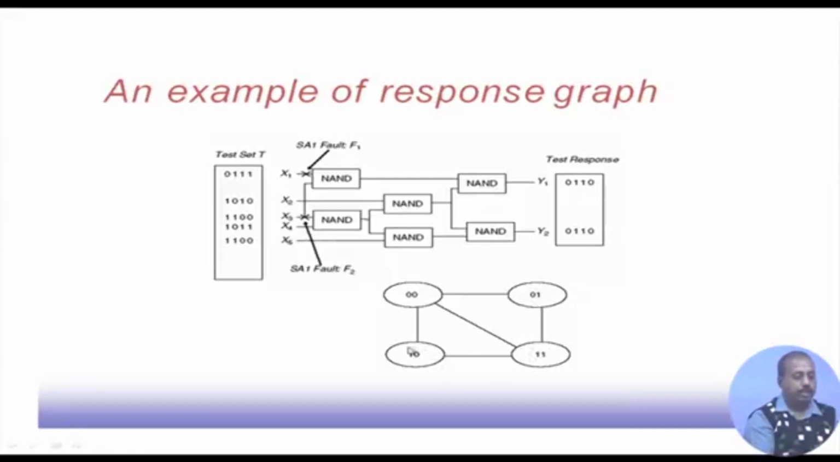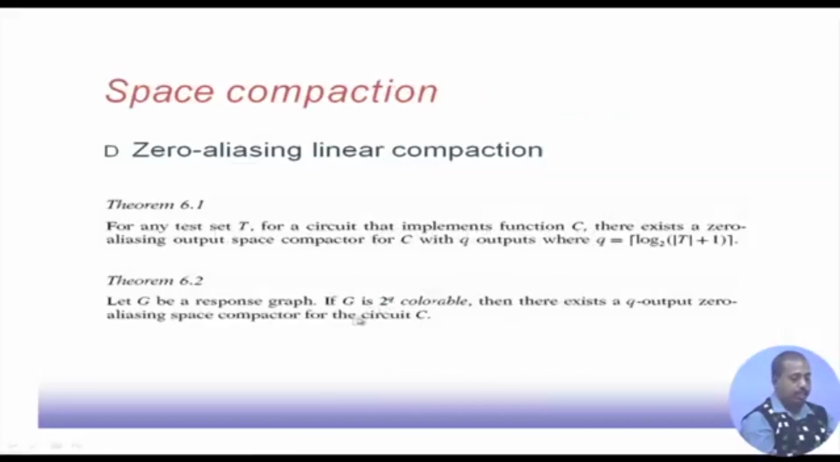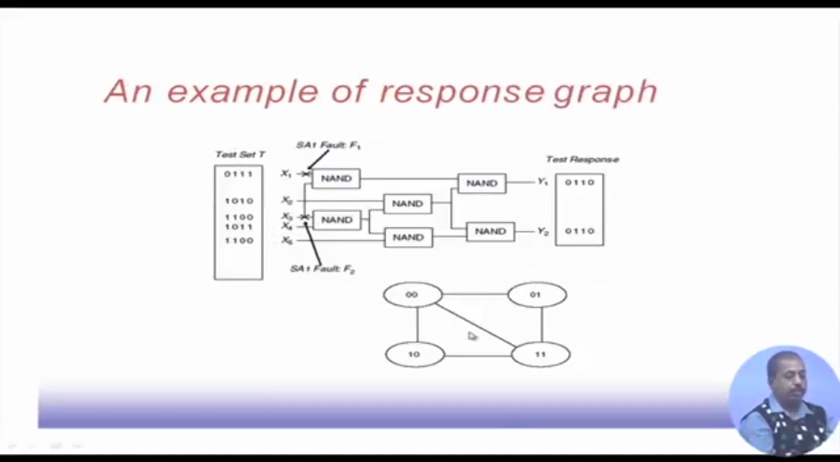Now, you see that for this node I do not need a new color, because this green color can be used to color this one also. So, you see that 3 colors are sufficient for coloring this particular graph. So, that is the result. It says that if it is 2 power q colorable, so naturally the graph is 4 colorable, taking it to a power of 2. So, there will exist a 4 output zero aliasing space compactor for this circuit. Since this graph is 4 colorable, we can have a compactor that will have 4 outputs.